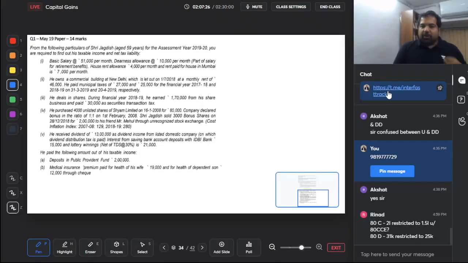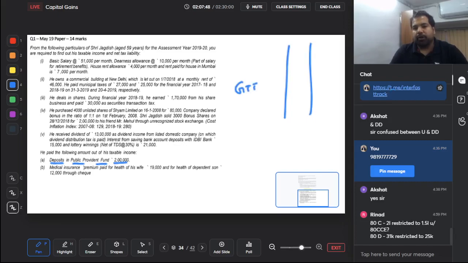Perfect. Looking at your answers as well as discussing this question, guys. As you can see, in a 14-mark question, guys, are there deductions? Yes. Sometimes they are hidden, sometimes they are apparent. Let's discuss the apparent ones. Deposit in PPF. Can I take 2 lakh? You will show, how will you show this? Once you have your GTI, so this is your amount column, you will have your gross total income.